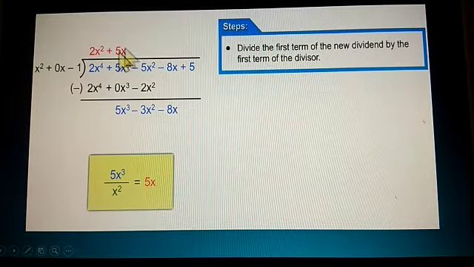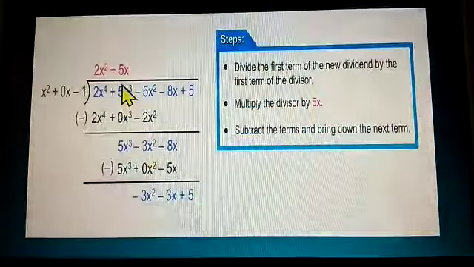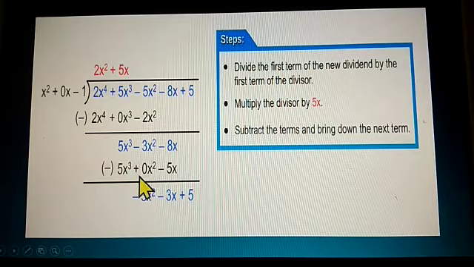Now what is the next step? The divisor is to be multiplied by this and written here. So 5x into x square is what? 5x cube. 5x into 0x is 0x square, and 5x into minus 1 is minus 5x. Now do the subtraction. This minus this becomes 0x cube. Minus 3x square minus 0 is minus 3x square. Minus 8x, minus of minus becomes plus 5x, so you are left with minus 3x. So the subtraction part is this, and that 5 is to be brought down.